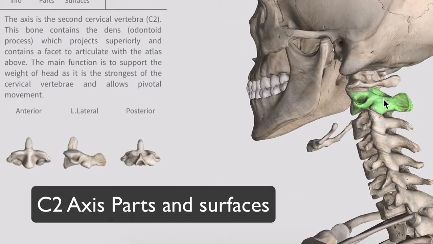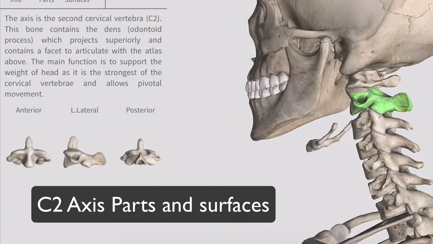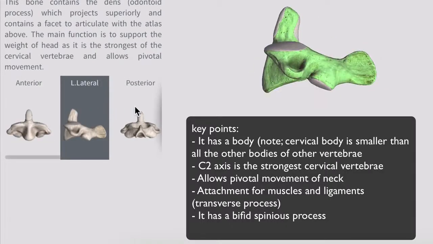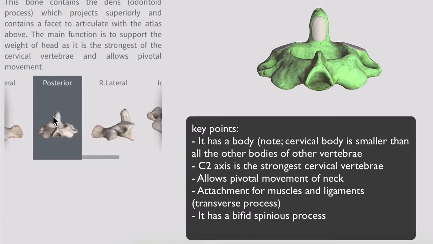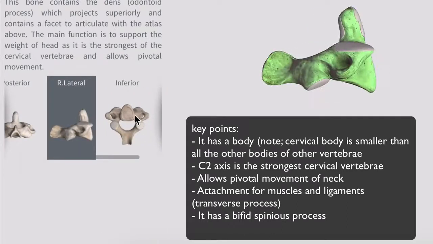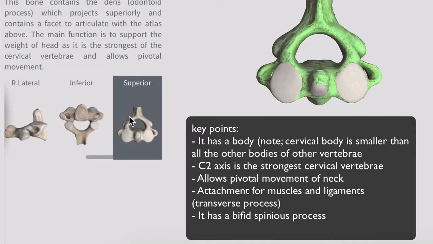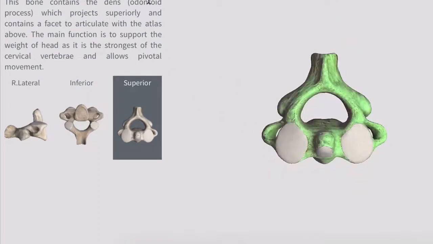So now let's start off with the C2 axis, parts and surfaces. It has a body, unlike the C1, and it's also the strongest cervical vertebra. It allows for pivotal movement of the neck, allows for attachment of muscles and ligaments on the transverse process, and it has a bifid spinous process. So it does have a spinous process, but it's bifid, so there are two ends, like a cross.